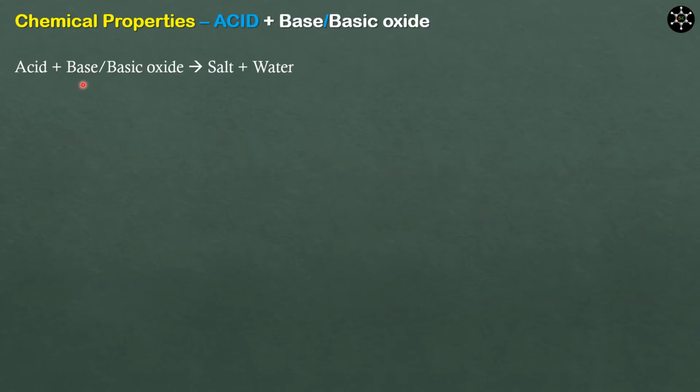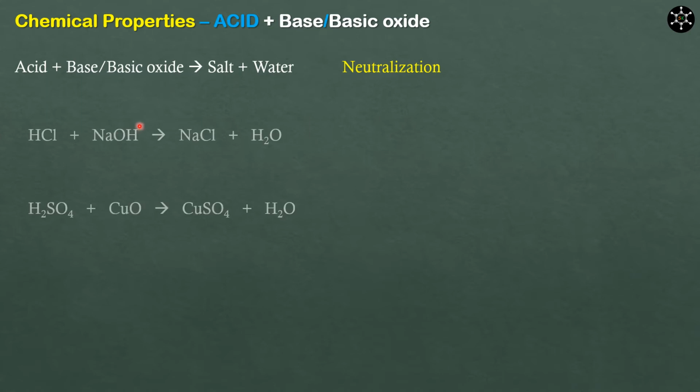However, acid reacts with base to give salt and water. Acid also reacts with basic oxide to give the same products, that is salt and water. So, both of these reactions can be called neutralization reactions. Most of the basic oxides are metallic oxides.